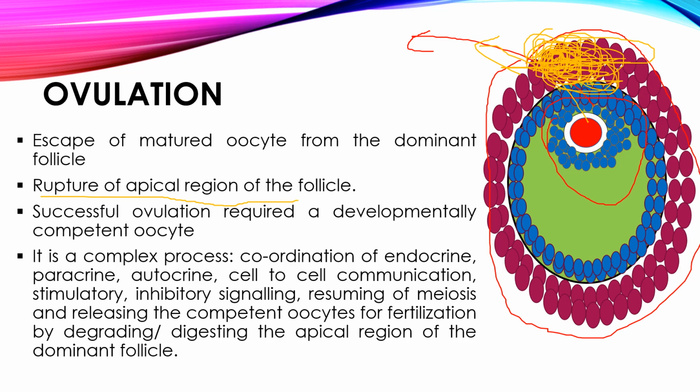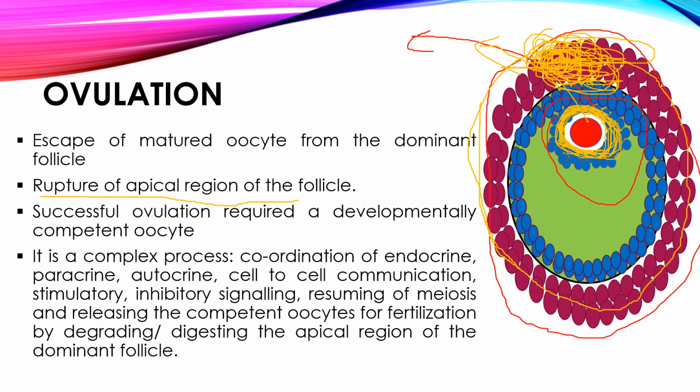And successful ovulation needs not only folliculogenesis but also developmentally competent oocyte production. This is the oocyte which develops along the folliculogenesis. So along the folliculogenesis, the oocyte development or competency is also very necessary for successful fertilization or embryo production.